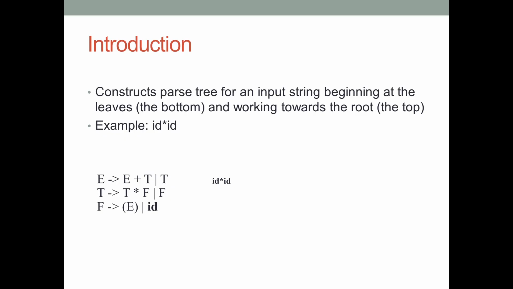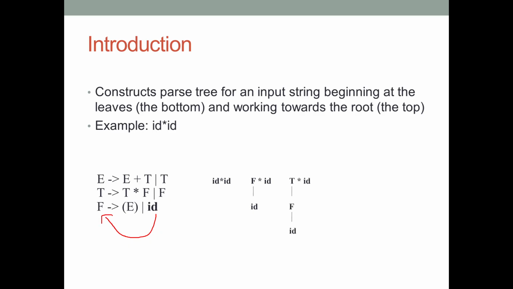For example, here we have two inputs. One is an input string, that is id star id, and the productions are given: E tends to E plus T, or T; T tends to T star F, or F; F tends to open bracket E close bracket, or id. Now the input string is id star id. In step 1, we reduce id into F. This id is reduced into F.